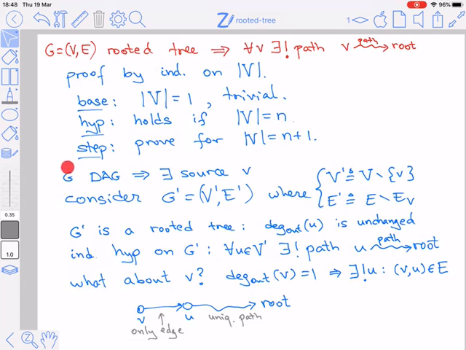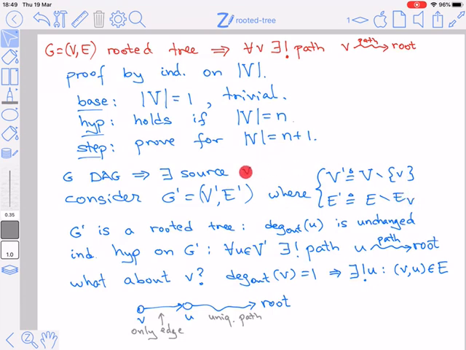Now, G is a directed acyclic graph. We have proved already that in every directed acyclic graph, you have at least one source. So there exists a source in G. Denote the source by V. Consider the directed graph G prime, defined over the set of vertices V prime and set of edges E prime, where V prime is the set V minus the set that contains V. Namely, V prime consists of all the vertices except V, where V is the source that we found. E prime is the set of all edges except for the edge which emanates from V.